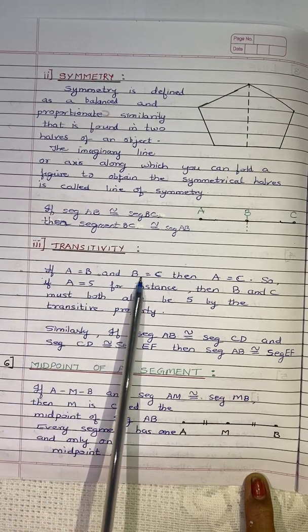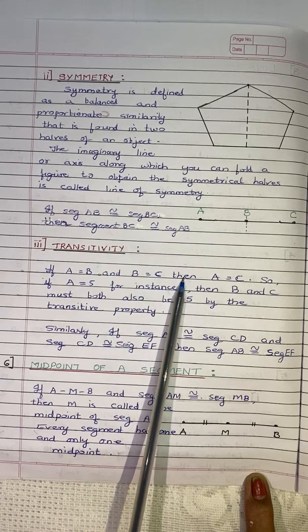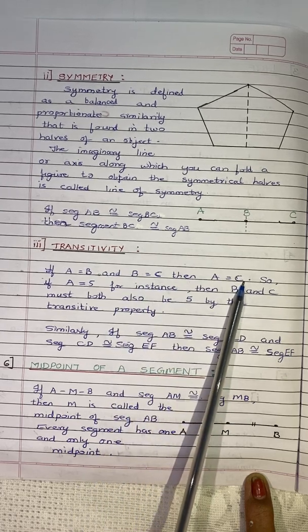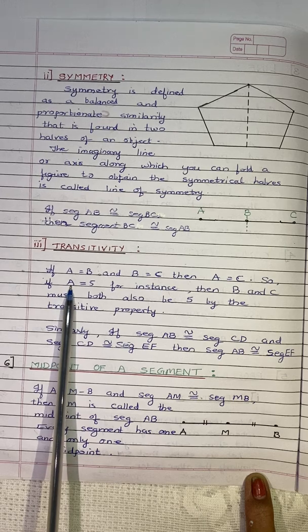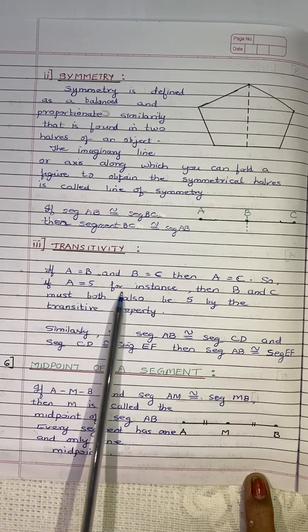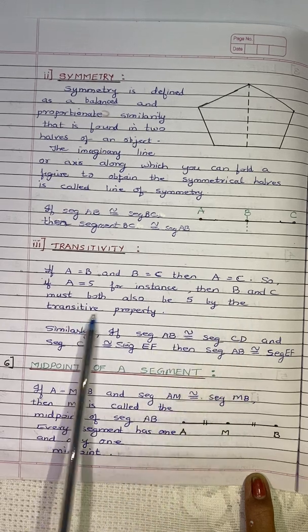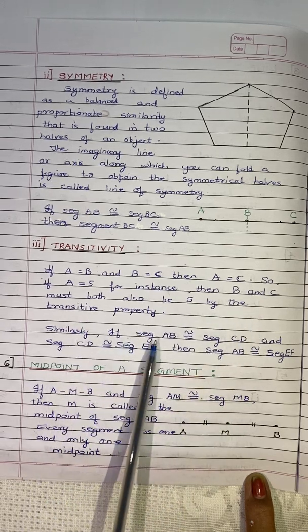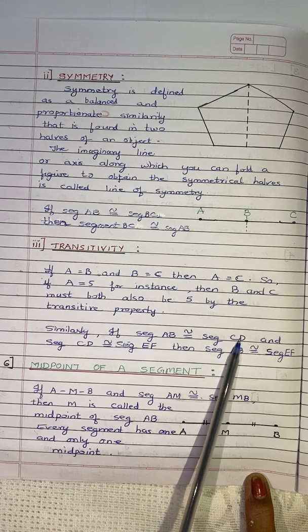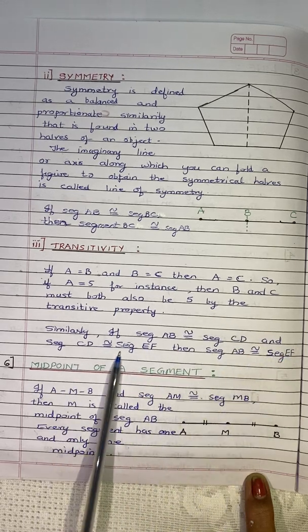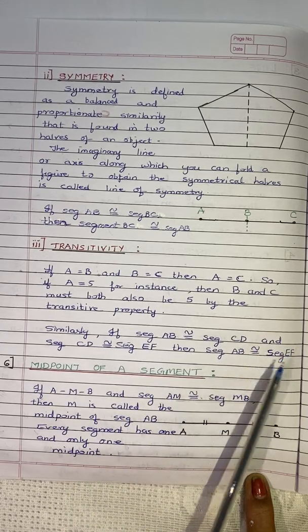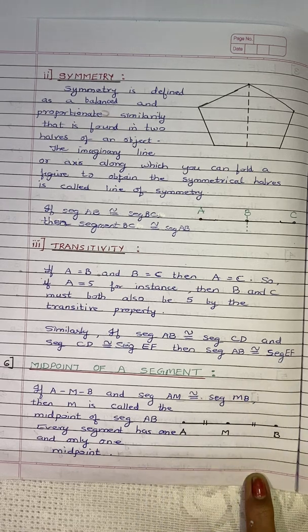If A is equal to B and B is equal to C, then A is equal to C. So if the value for A is 5, then B and C must both also be 5 by the transitive property. Similarly, if segment AB is congruent to segment CD and segment CD is congruent to EF, then segment AB is congruent to EF.